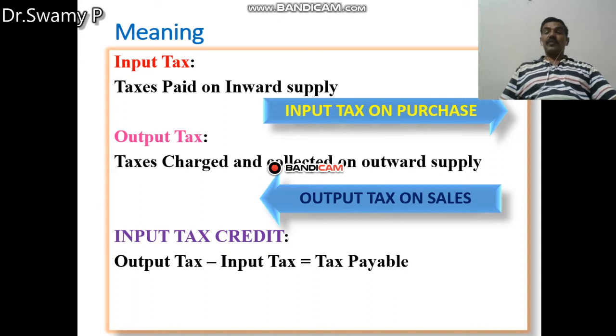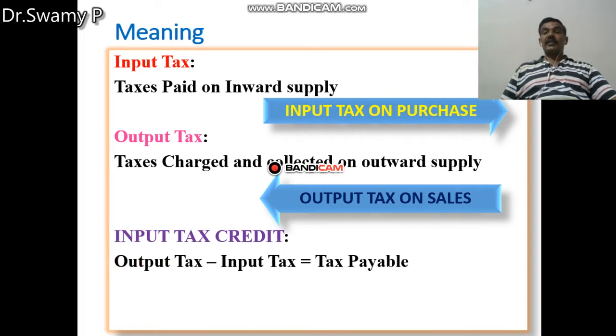From the output tax, if the input tax already paid is deducted, the remaining amount becomes tax payable. That is why the input tax paid earlier will be deducted from the output tax collected, and the remaining amount of tax is payable by the supplier.